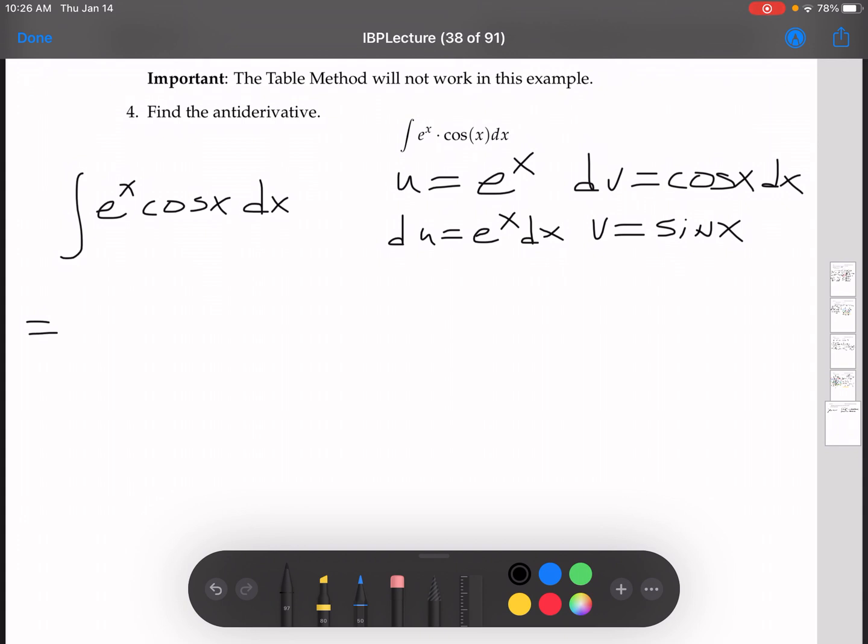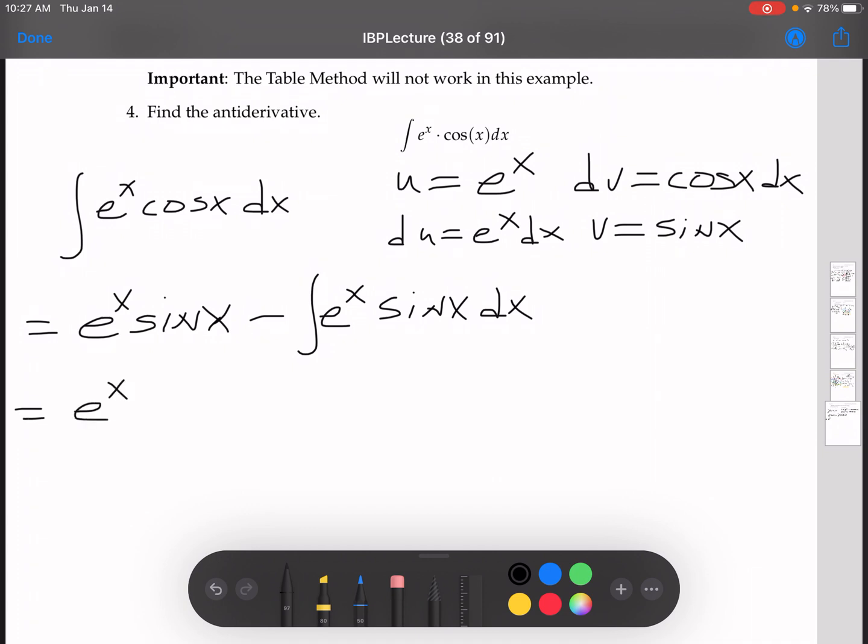All right, so this is uv, that's e to the x sine x minus the integral of v du. So we have sine x e to the x dx. Now I'm going to rewrite this as e to the x sine x, but there's no reason necessarily to actually have to do that. Okay, so then we get there. Now I'll do integration by parts again with this integral here.